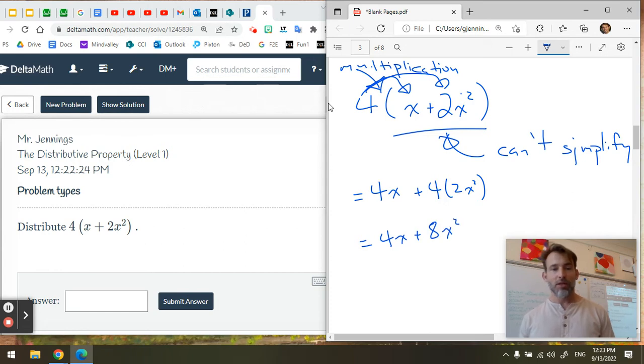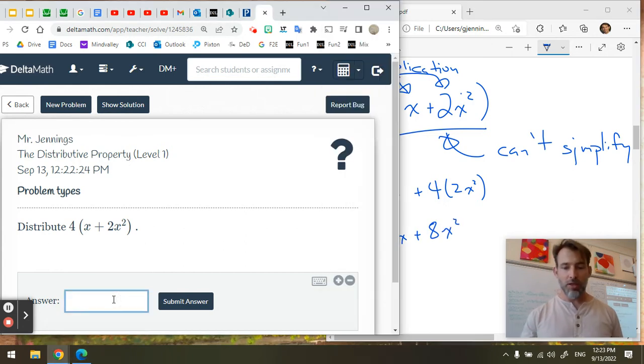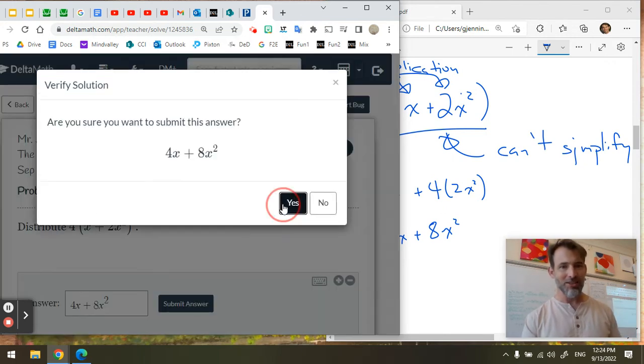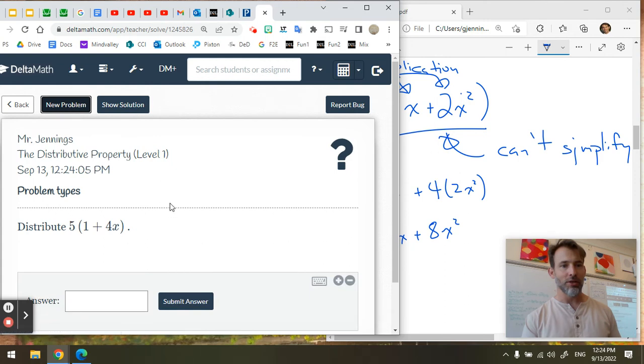So with these types of problems, we just want to make sure that we get all of the terms and that we don't mix up and add together any unlike terms. X's do not add together with x squareds, but we can write them in this way. So I'll submit that answer. I'll say yes. Hooray. Let's take a look at another one.